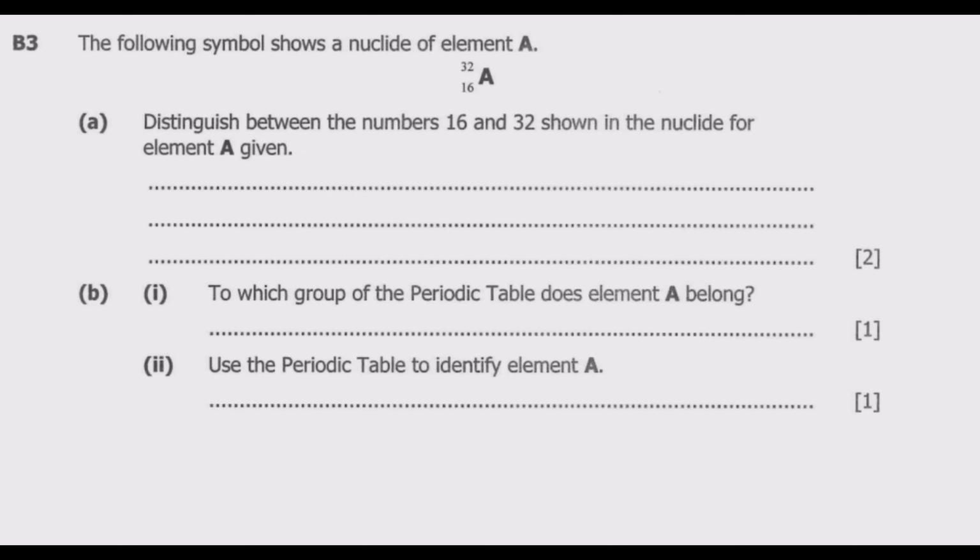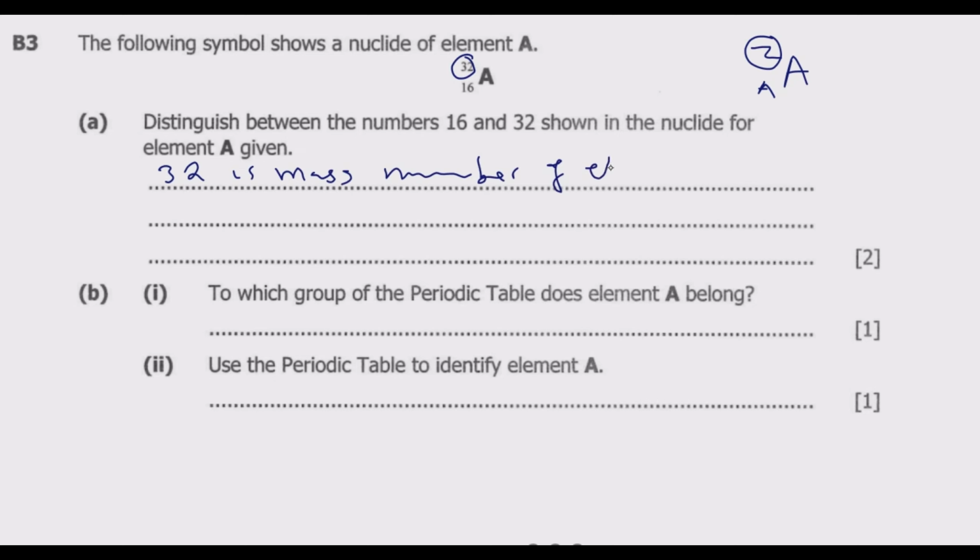The following symbol shows a nuclide of element A. Distinguish between the number 16 and 32 shown in the nuclide for element A given. So, when we look at a general element, if you're given an element, say this is element A, these numbers, we're going to have A and Z. So this 32 refers to the mass number. Okay, the mass number.